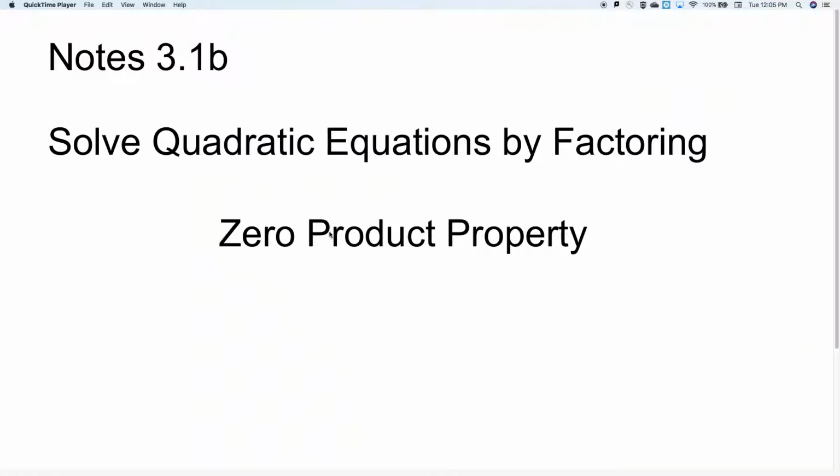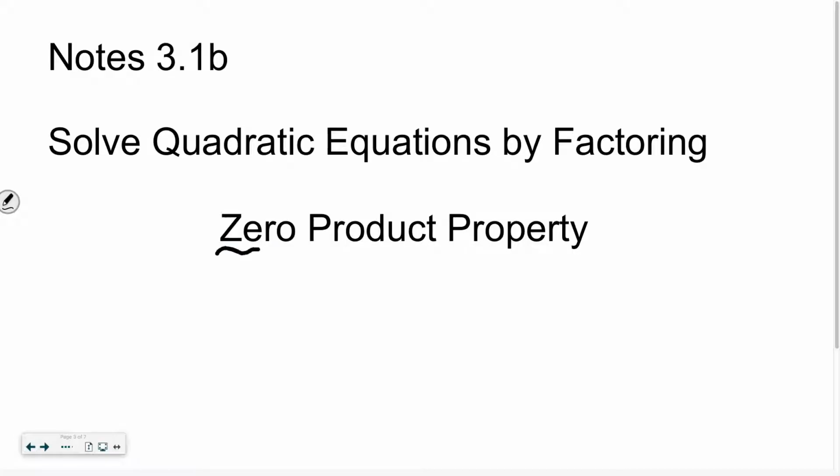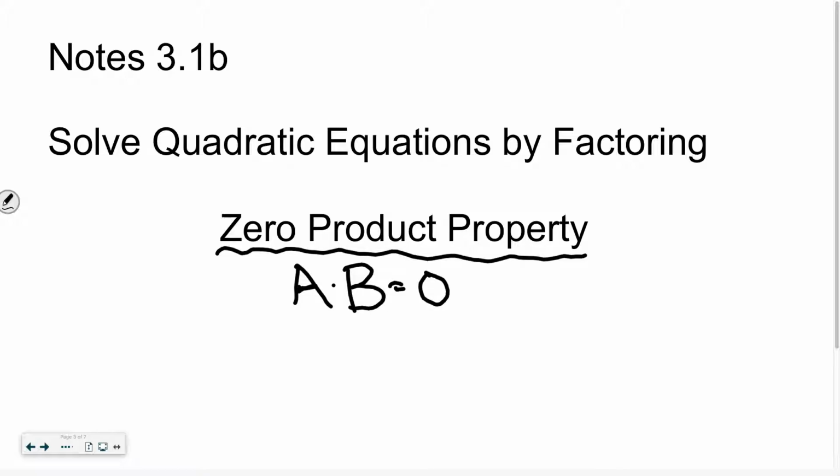So the zero product property. The word product implies what mathematical operation? Multiplication. So we're talking about things that are multiplying to get an answer of 0. I'm going to use some letters right now, and I'm going to say, suppose you had A times B, and it equaled 0. Tell me what you know about A or B.